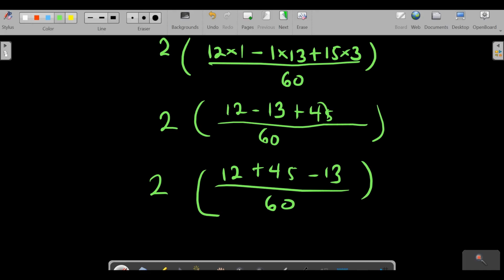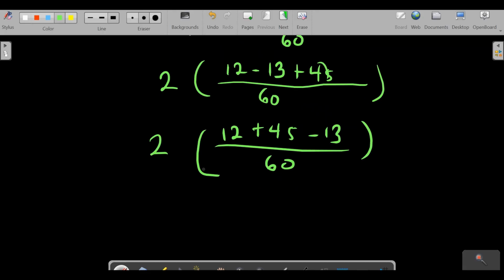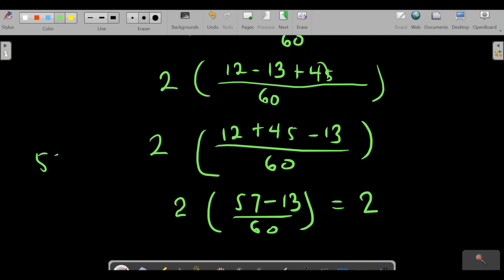So what is 12 plus 45? 5 plus 2, that'll be 7. 4 plus 1, that'll be 5. So you have 57 minus 13 over 60. So for our final answer, you have 57 minus 13. 7 minus 3 is what? That will be 4. 5 minus 1, that will be 4.